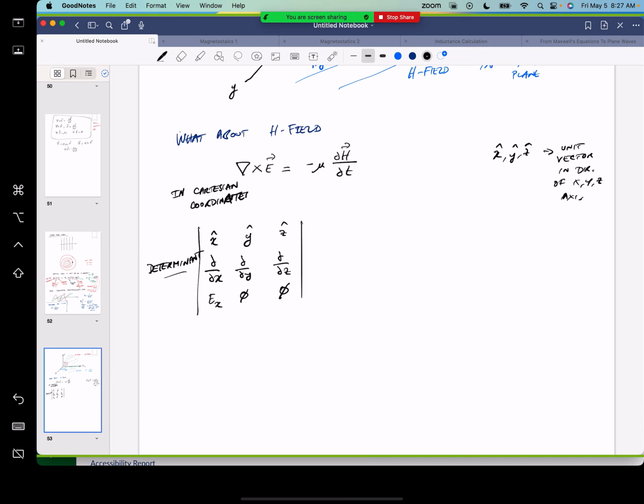Okay, what does the determinant mean? Well, you have x hat multiplied by this guy, minus this guy operating on this guy. So it's going to be x hat times d by dy of zero, minus d by dz of zero. In this case they're both zero, so this whole thing goes to zero. Plus y hat times d by dx of zero minus d by dz of Ex. No, I'm sorry, d by dz of Ex minus d by dx of zero.